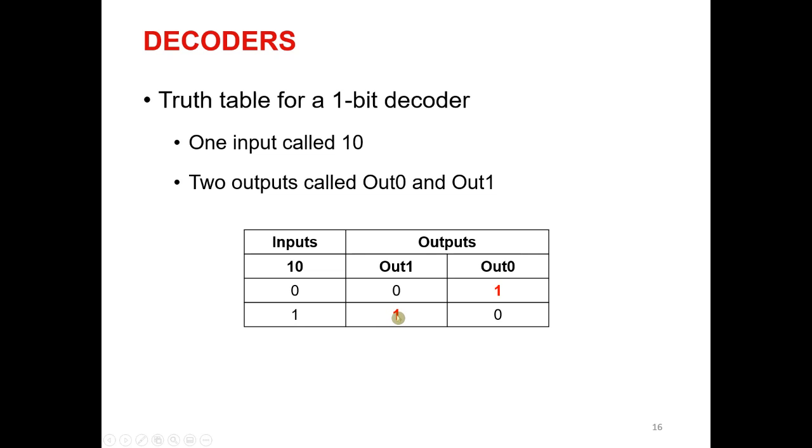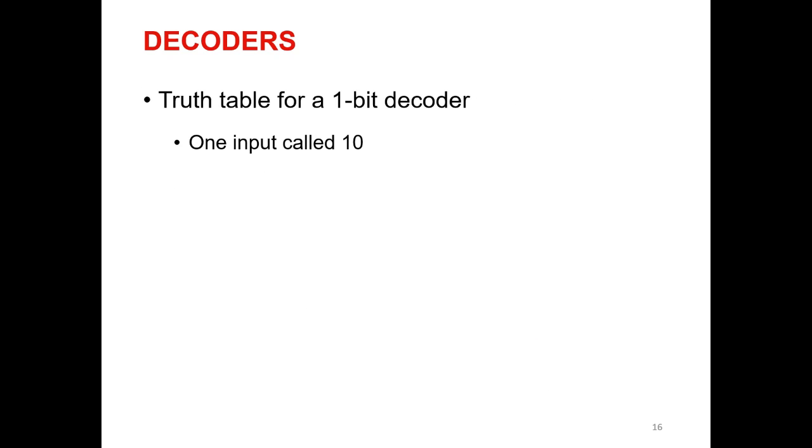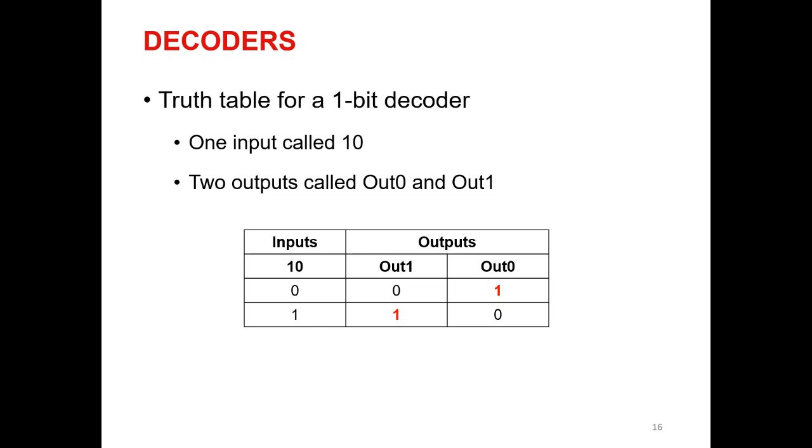So coming back to the previous drawing, if this input here is 0, then only this output will be activated, only this output will be 1 and the rest of the outputs will be 0. And if the input here is 1, only out 1 will be activated and the rest will be 0. Okay, so this is what we are actually saying with this truth table.